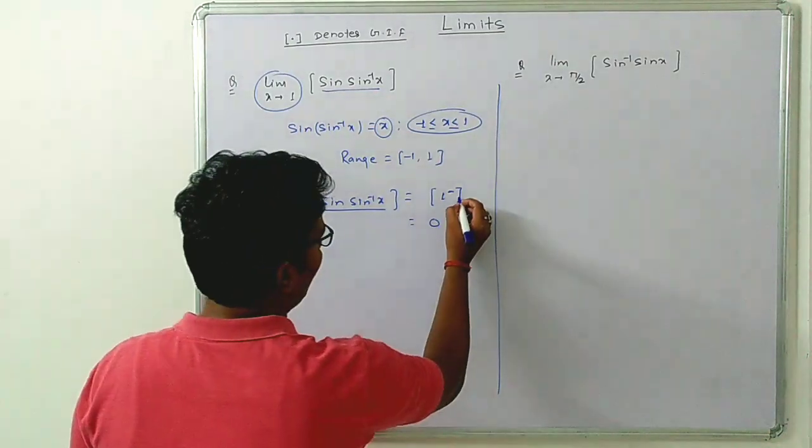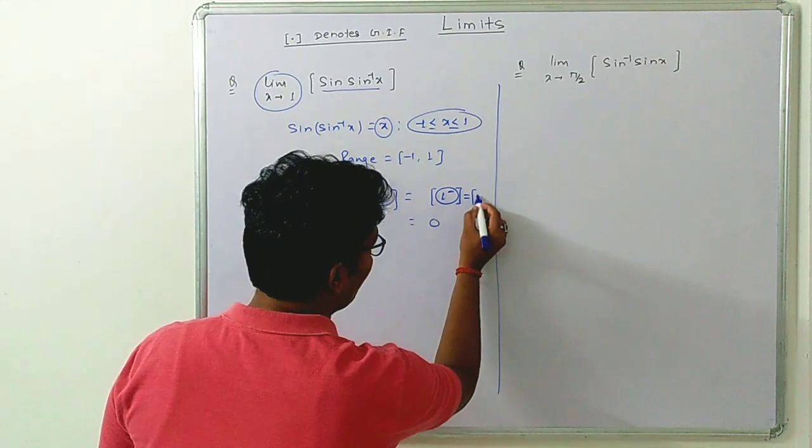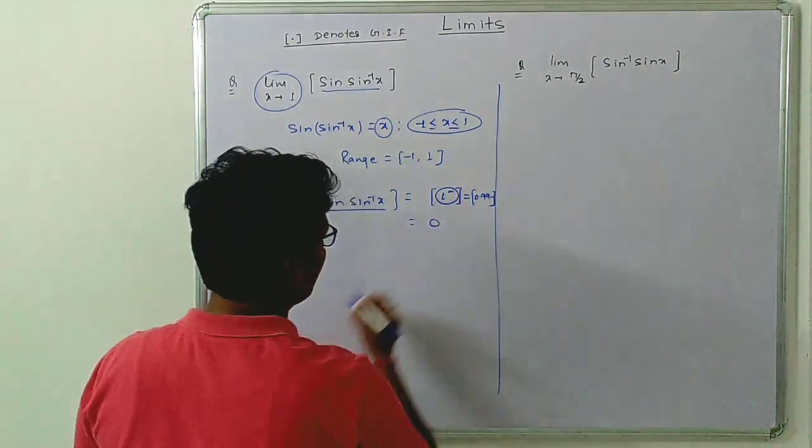Because we have to find the greatest integer of a value that is slightly less than 1, like 0.999, right? So its value is 0.